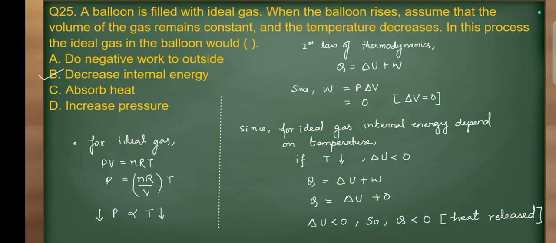And according to the first law of thermodynamics, we know that Q is equal to delta U plus W, where delta U is internal energy and W is work done. Here the change in volume is 0, so the work done by gas will be 0. And we know that in an ideal gas, internal energy totally depends upon the temperature. Here, as the temperature decreases, the internal energy will also decrease. So option B is correct.